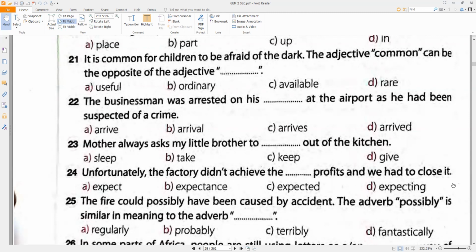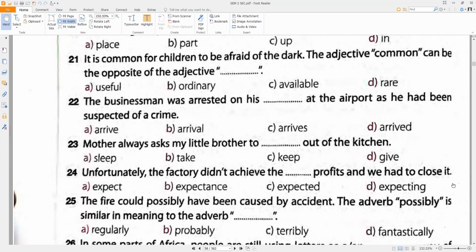Number 22. The businessman was arrested on his arrival at the airport as he had been suspected of a crime. Arrival, arrived. On his, I want to hear a noun, so arrival. Yes, arrival.